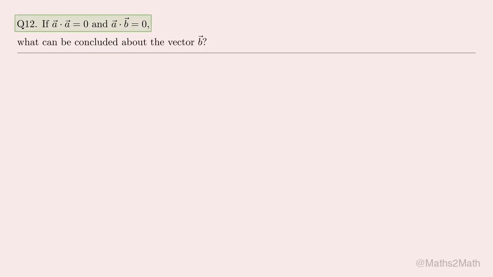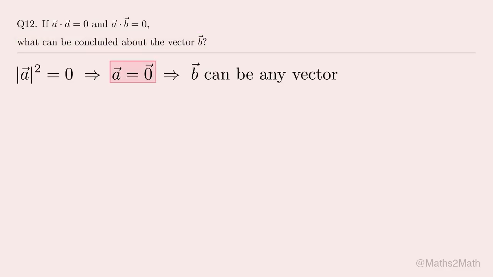Question 12. The first condition pins a completely. Then the second condition says nothing about b. A dot a is the squared magnitude, so a is the 0 vector. Then a dot b is 0 for every b. B is arbitrary.